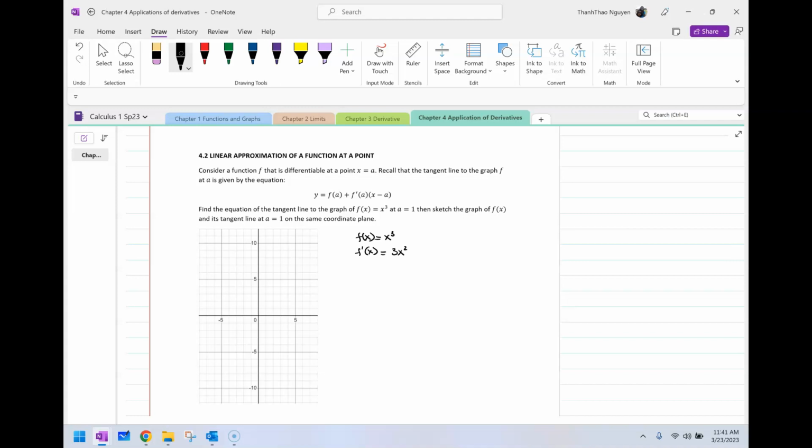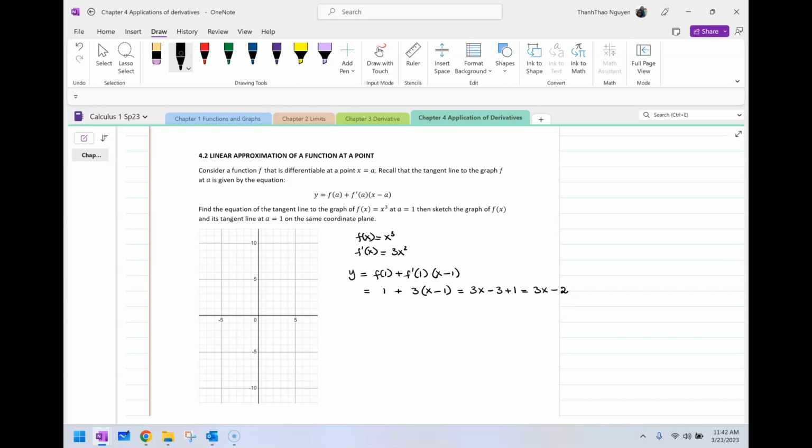When x equals 1, the equation of the tangent line is y equals f of 1 plus f prime of 1 times x minus 1. So this is 1 plus 3 times x minus 1. That is 3x minus 3 plus 1. That is 3x minus 2.